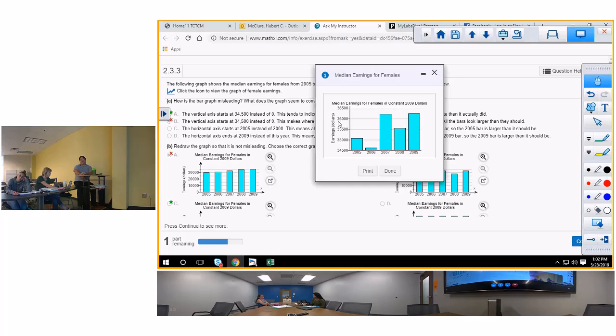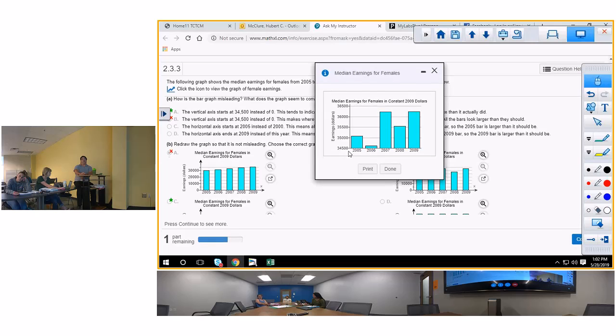See the vertical axis, what does it start with? 34.5. That's a no-no. You can make increments of 30,000 and start with 0, or you can make increments of 10,000 and start with 0. But you do not start a y-axis with a non-zero number. That's a no-no. So that's going to be a question. All right. So that's what it looks like, but that's going to be the number 1 takeaway.